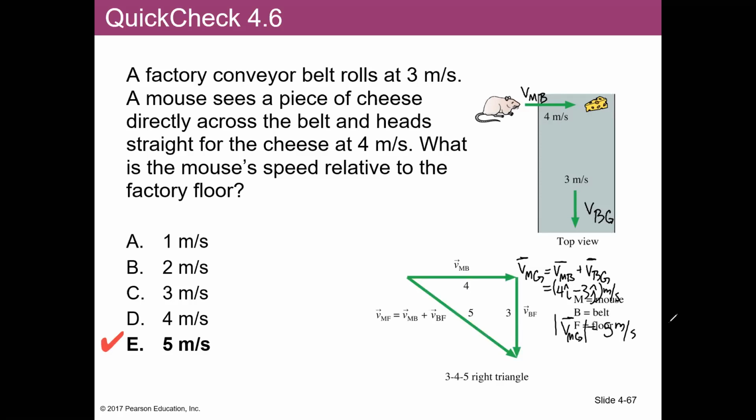So you'll encounter problems like that where you have a conveyor belt or a canoe crossing a river, or, I don't know, a spider floating on a current or something, those types of examples. So that concludes this section on relative motion. We'll certainly continue with circular motion next time.